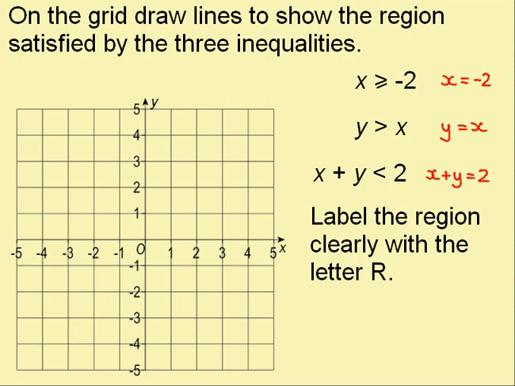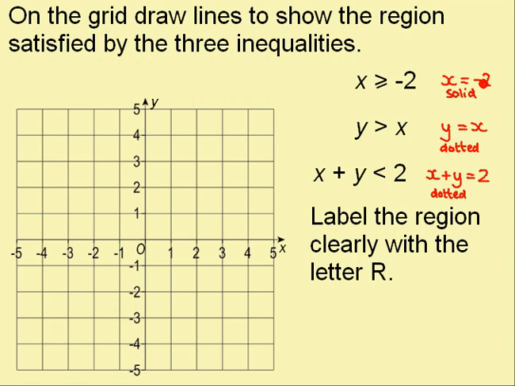Now, some of the lines will be dotted and some will be solid. You need to remember that when you've got a greater than or equal to or a less than or equal to, it will be a solid line. If you've just got greater than or less than, your line will be dotted.